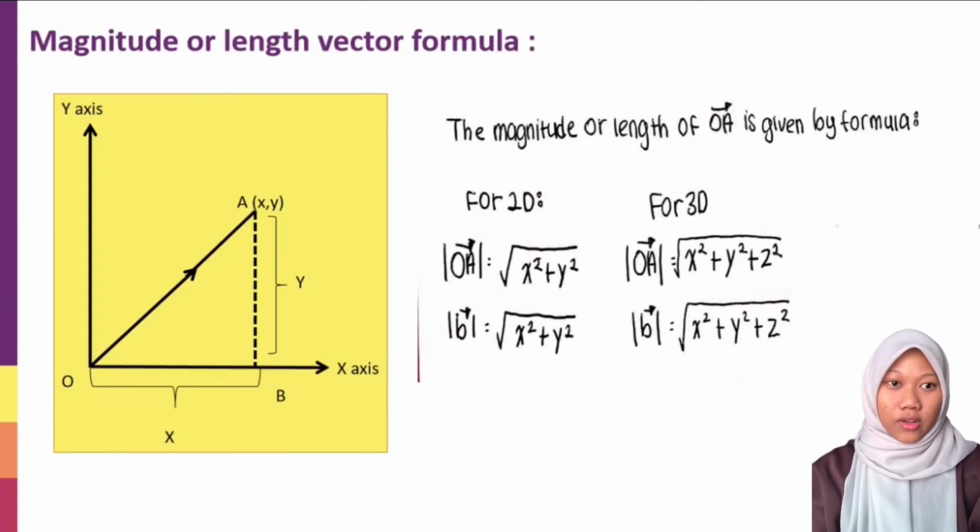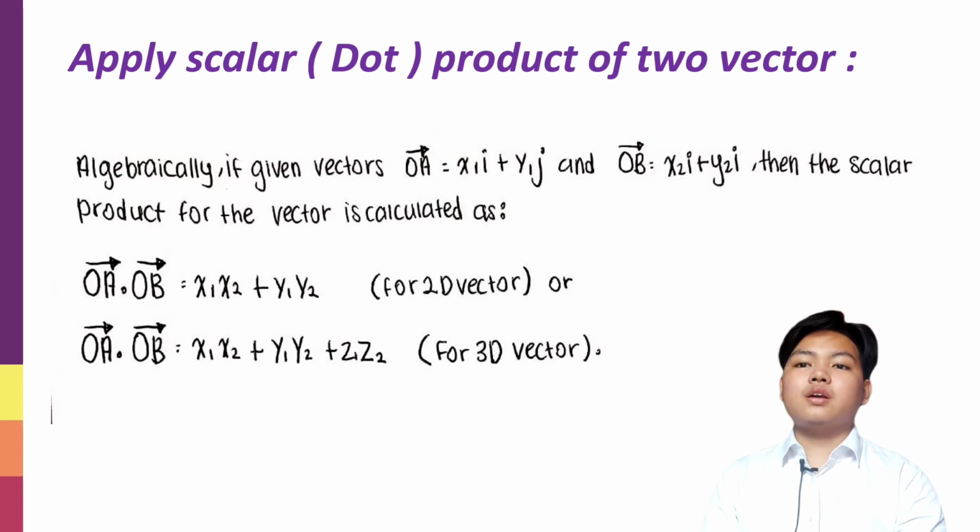As you can see here, this is the magnitude or length vector formula. The question is, the magnitude and length of OA is given by the formula for 2D and 3D. For solving this kind of question, you need to use the formula that has been given here to find the answer. Next, apply scalar dot product for two vectors.